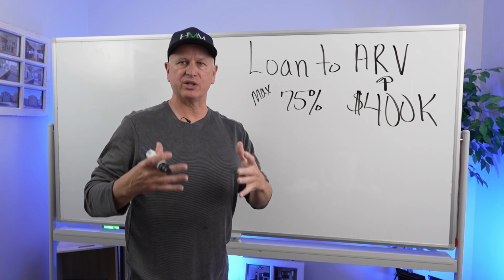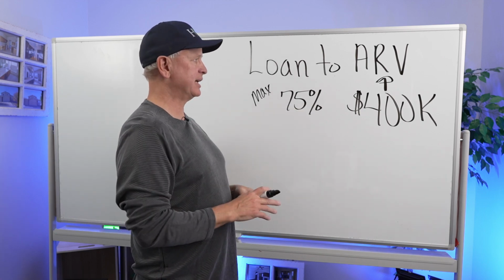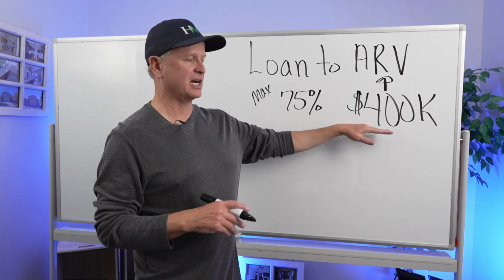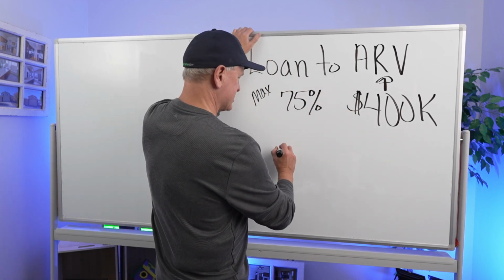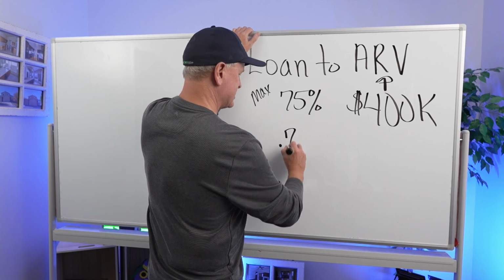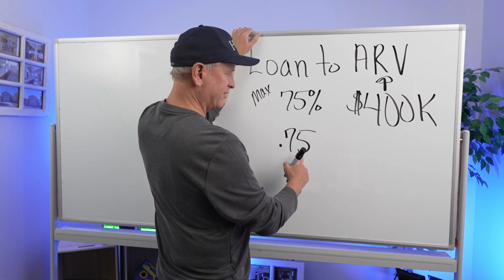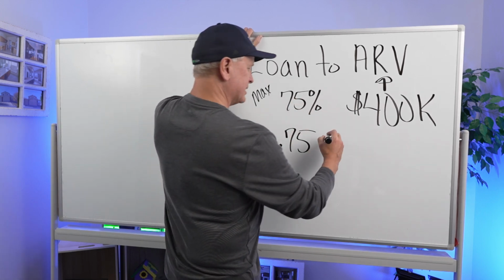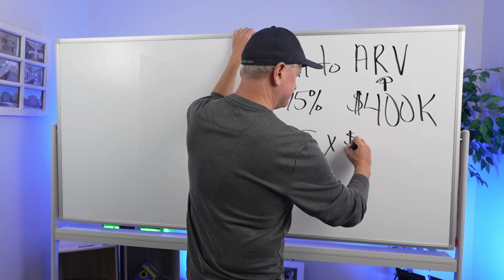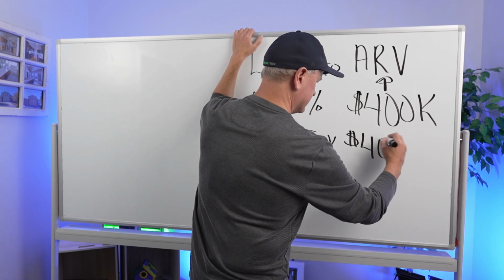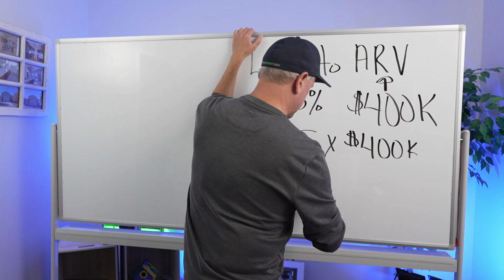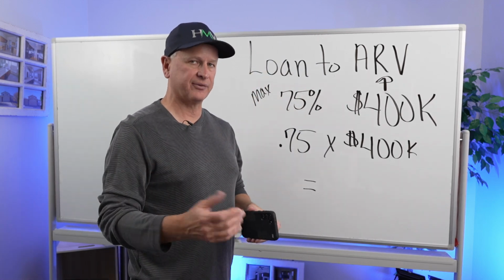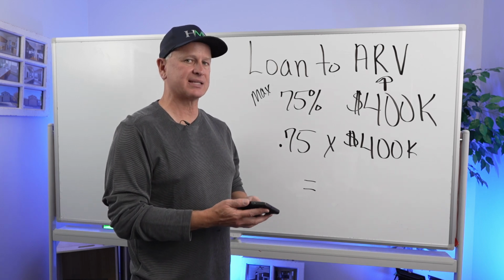So what is your max loan that you could get from this lender? And that is calculated by taking 75% times 400. That sets up just like this. Remember, a percentage, that's 0.75. If it was 70%, it'd be 0.7 times your loan amount. And this is going to be equal to their max loan that they can offer you. It doesn't mean that's what they're going to offer, but this is the max they can.